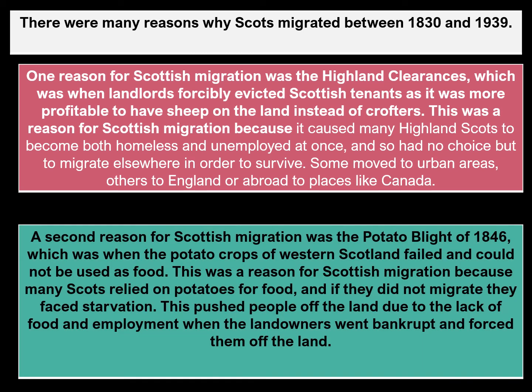Our next box then, our light blue one, is a second reason. So we're talking about the potato blight here. A second reason for Scottish migration was the potato blight of 1846. So there's our point, and then we're giving our knowledge about what this actually is, which was when the potato crops of Western Scotland failed and could not be used as food. This was a reason for Scottish migration because, so there's our because point, many Scots relied on potatoes for food, and if they did not migrate, they faced starvation.